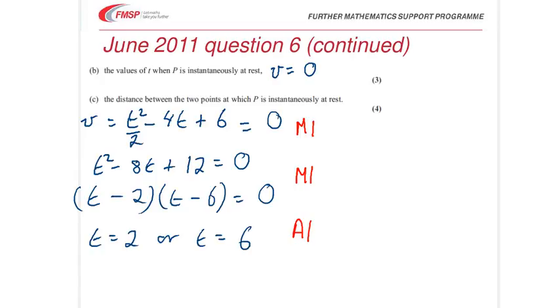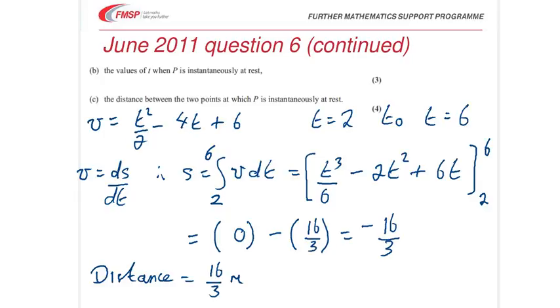And then for the last part, the distance between the points, there was a method mark for saying that the distance covered is the integral of v dt. There was an accuracy mark for evaluating the right integral, and then another method and accuracy mark for putting the limits in correctly and getting the correct answer. So that was the 4 marks for that last part.